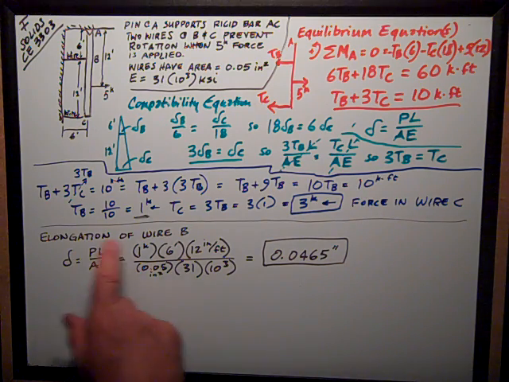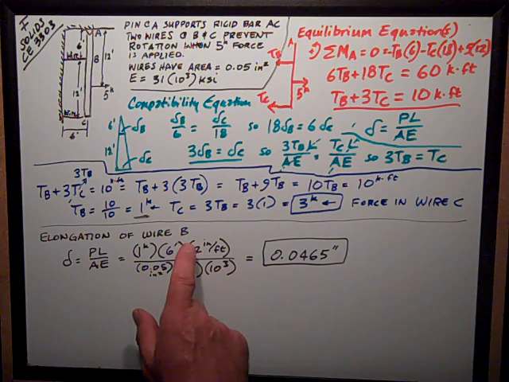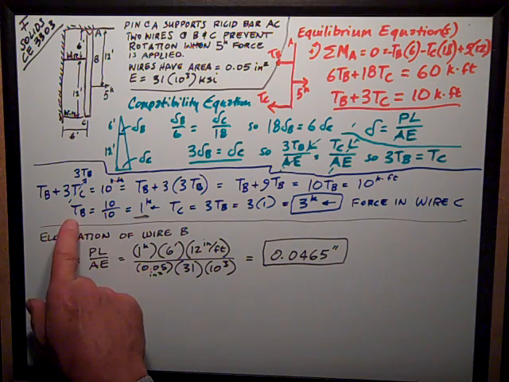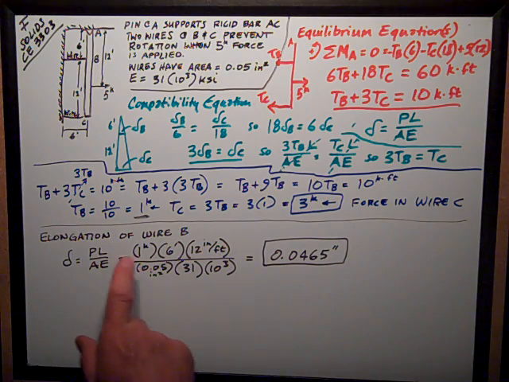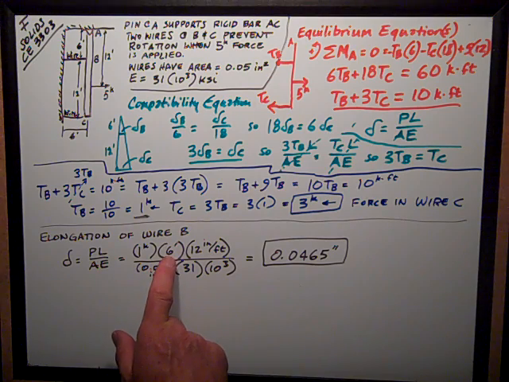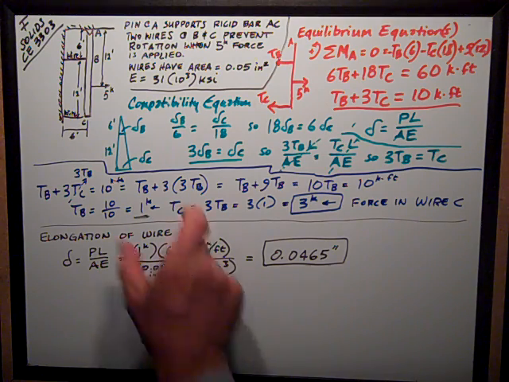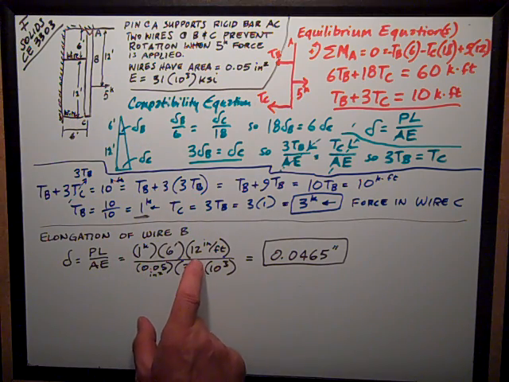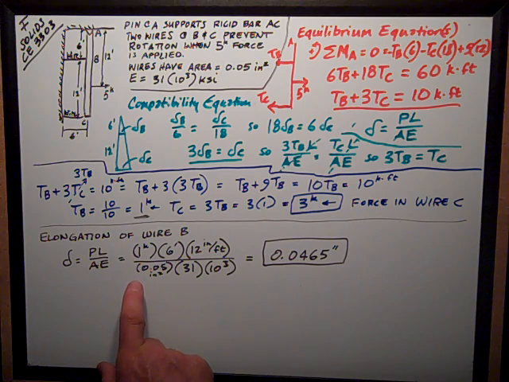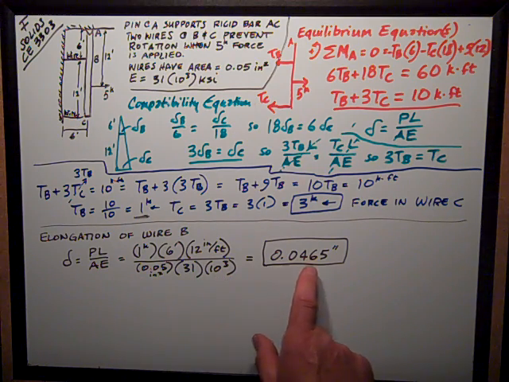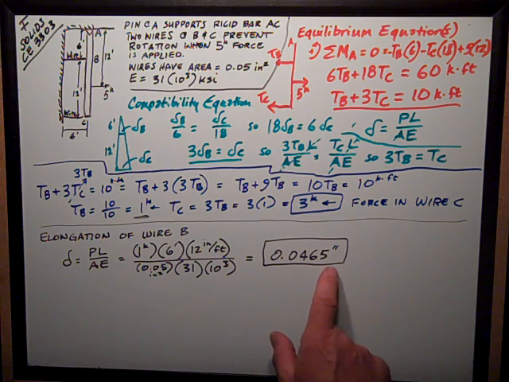And finally, the elongation of the wire B, it's the fourth part of that page. It's just simple PL over AE. The force in wire B is TB. It's 1 kip times its length. I've got to get my units all correct, so 6 feet long, that's the length of that wire, times 12 inches per foot, divided by the cross-sectional area, 0.05, divided by Young's modulus. I get the elongation is 0.0465 inches.